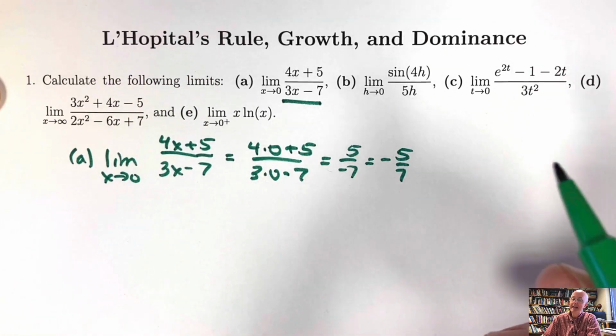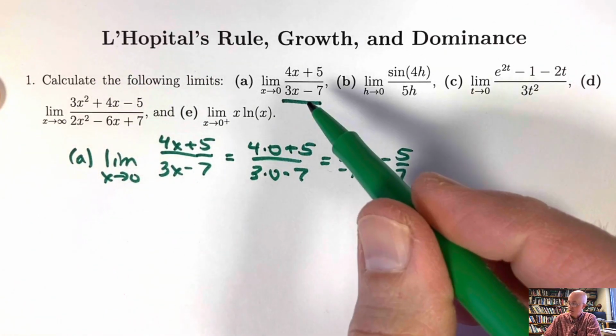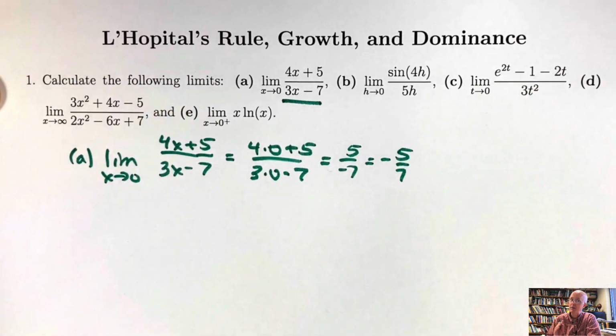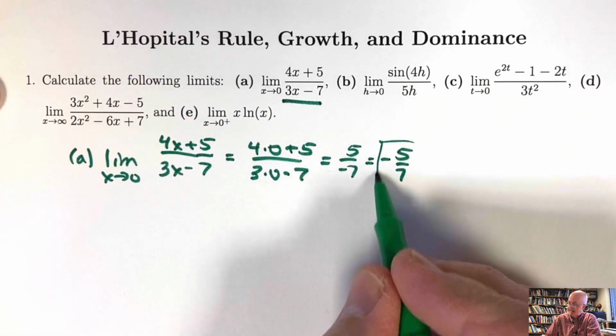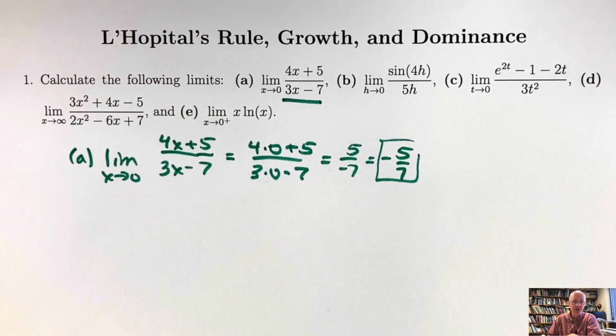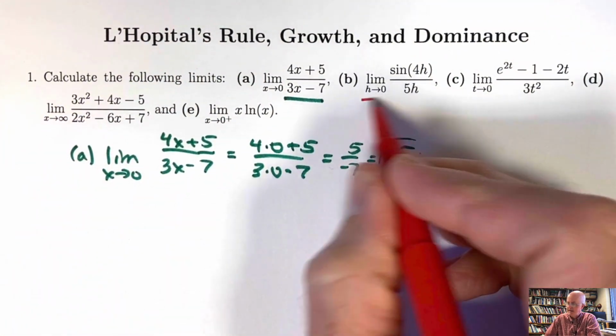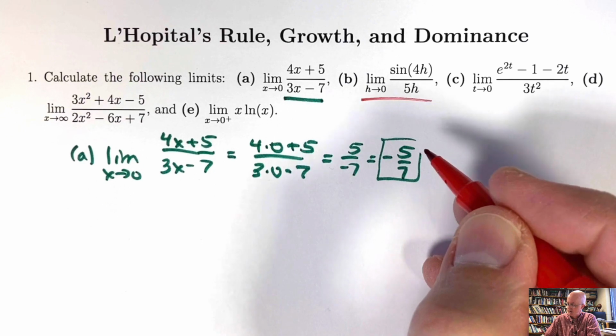If you had mistakenly used L'Hopital's rule here, you would have gotten an answer of 4/3, and that would have been wrong. The answer is negative 5/7. This is a situation where you do not use L'Hopital's rule. All the other problems you do. What makes them a problem where L'Hopital's rule applies?